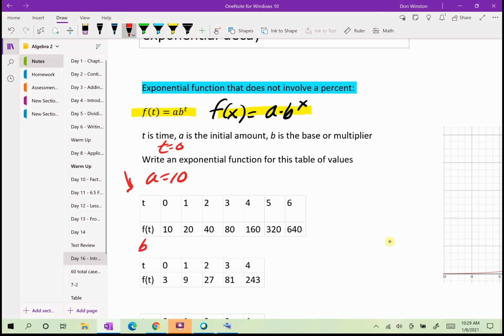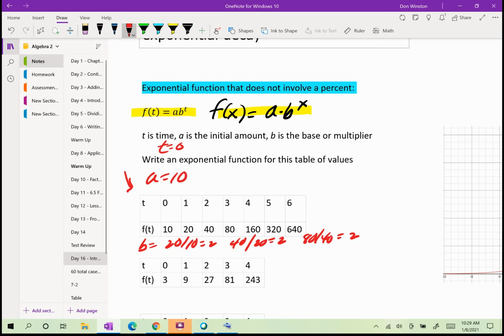So what do I mean? b is going to equal, if I take a look at day 1, that's 20, and if I divide that by f(t) for the initial day, which is 10, I would get 2. 20 divided by 10 is 2. And then I can do the same thing for the next one. f(t) is 40 at day 2. And if I divide that by f(t) in the prior day, which is 20, again, I would get 2. Or 80 divided by 40 equals 2. So that's my multiplier. That's my base.